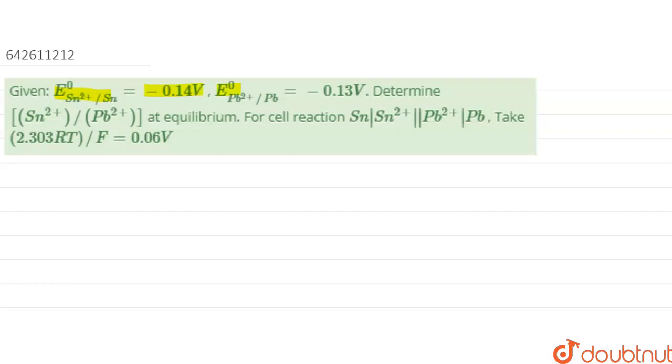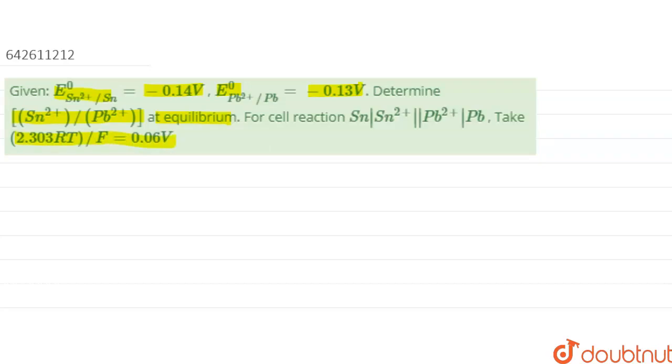Given Sn2+ E naught for Sn2+ to Sn, the value is given as minus 0.14 volt. For Pb2+ to Pb, E naught is minus 0.13 volt. Determine the concentration of Sn2+ upon Pb2+ at equilibrium for the cell reaction. The cell reaction is given. Take 2.303 RT upon F equals 0.06 volt.